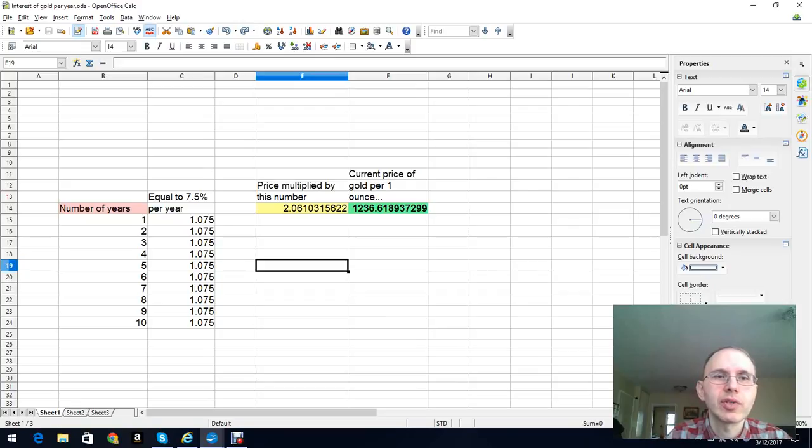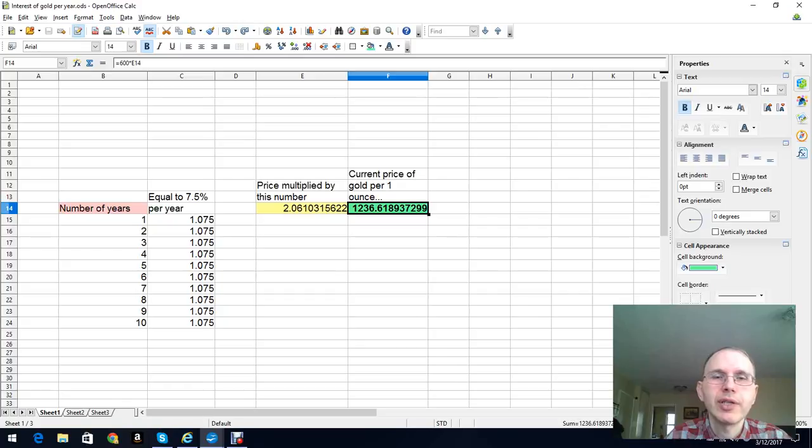So what we should do is take 1, which represents 600, and multiply it by 1.075 ten times. That's what I did. Basically 1 multiplied by 1.075 ten times, or you could do power 10, it doesn't really matter. So we came to the number 2.061, a little bit more than 2. And if you take the price of $600 per ounce of gold, which was 10 years ago, and multiply it by this number, we arrive at $1,236.61, which is about the price of gold per ounce in today's dollars.